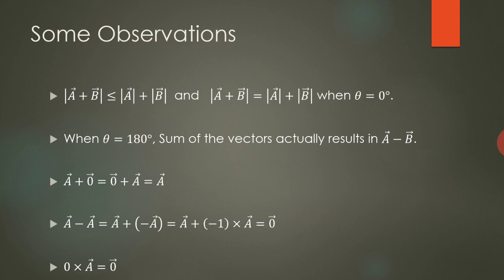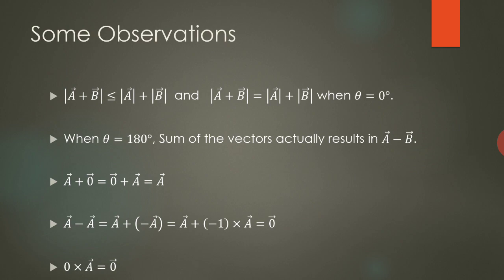Now a few observations. The magnitude of the sum of two vectors will always be less than or equal to the sum of individual magnitudes. The equality is valid when theta is 0. I mean, when both the vectors are in the same direction, then the sum of these two vectors will have the same magnitude as the sum of individual magnitudes. And when theta is 180 degrees, the addition of two vectors actually gives us the difference of the two vectors.